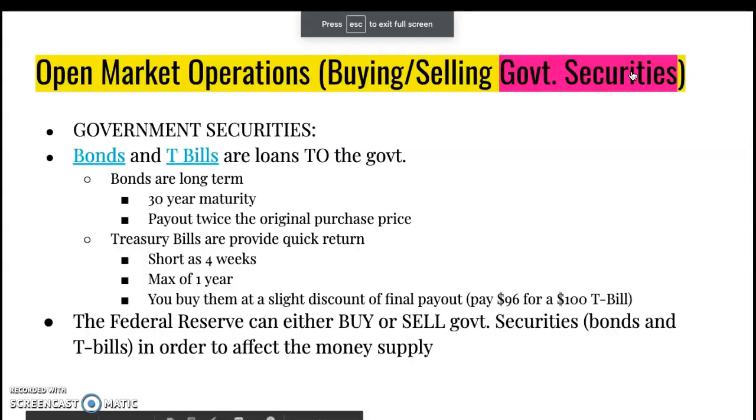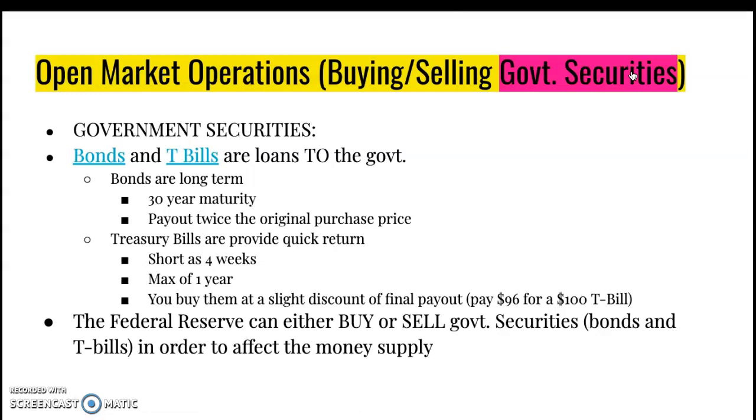Hi guys, today is the last of our monetary policy tools to affect the money supply and credit. Today focuses pretty specifically on the money supply. So we've looked at the reserve requirements, we've looked at the discount rate. Today is called open market operations. And so what the government does is buy or sell government securities.